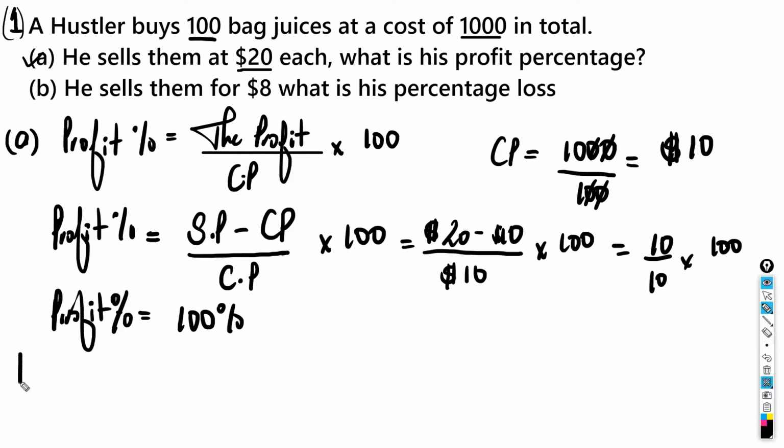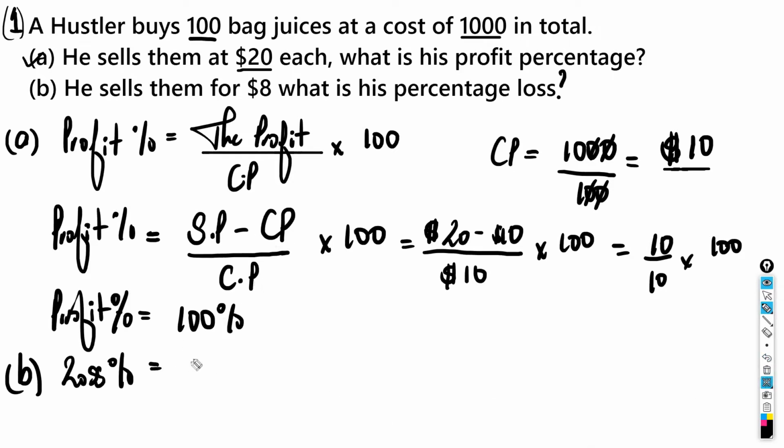So let's do B now. Let's have B down here. And for B, we need to find the loss percentage. In this case, he sells them for $8 each, which is a loss because the cost price is $10 each. So it says, what is his percentage loss? So to find that now, it would be the loss.